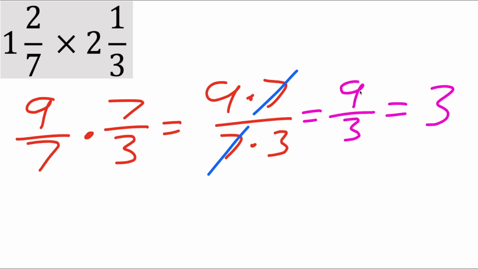It's like you have 9 $1 bills and you have 3 friends. So each friend would get 3 $1 bills. And so our final answer is 3. That's all we can really do. It's not an improper fraction. It's not a mixed number. It's a whole number. And that's pretty much it regarding multiplying mixed numbers.